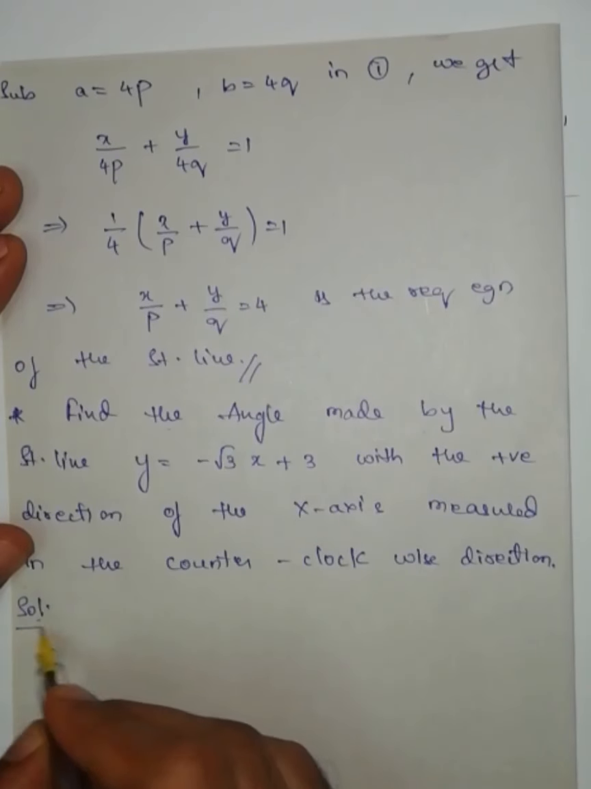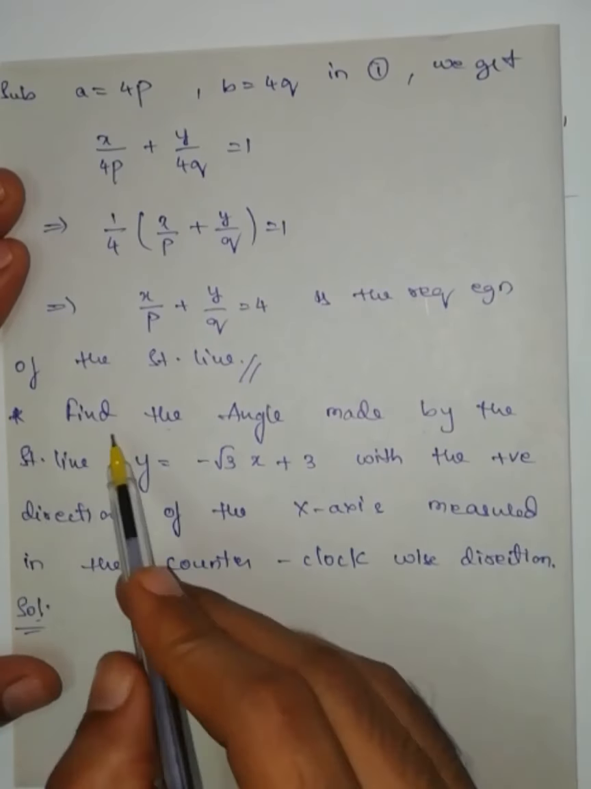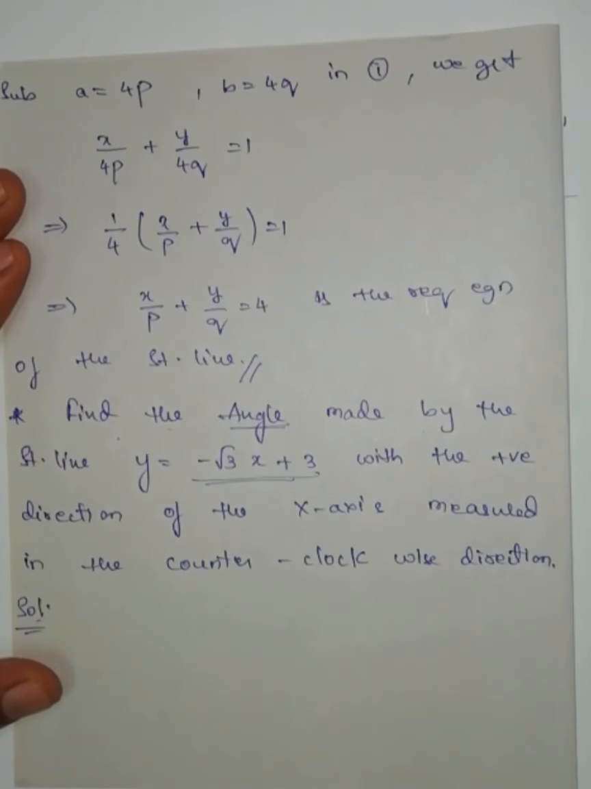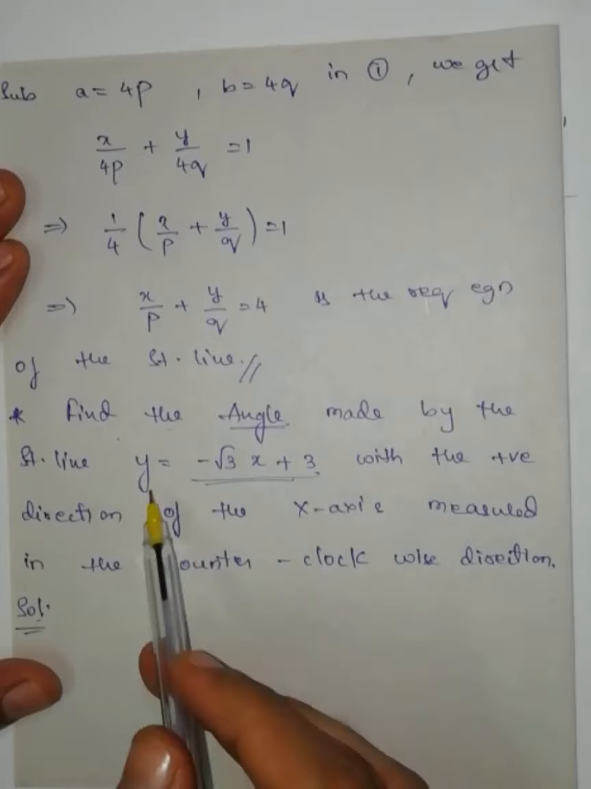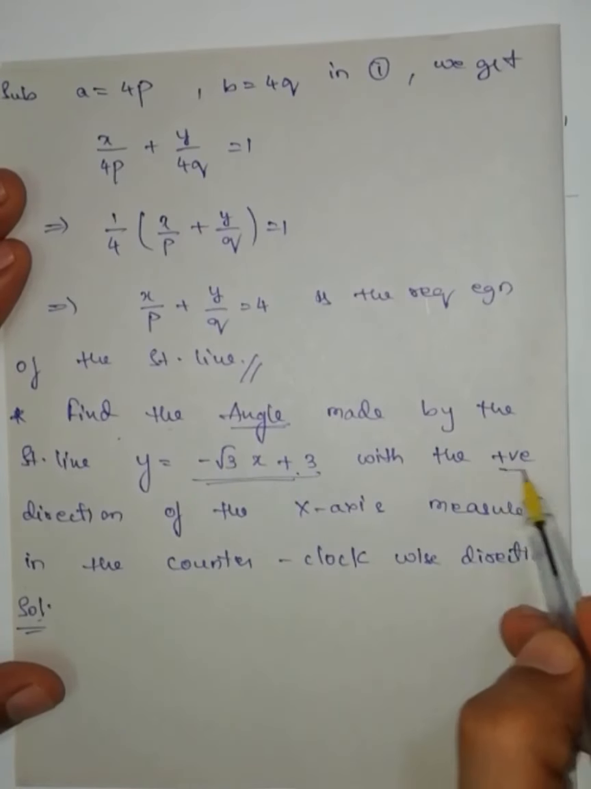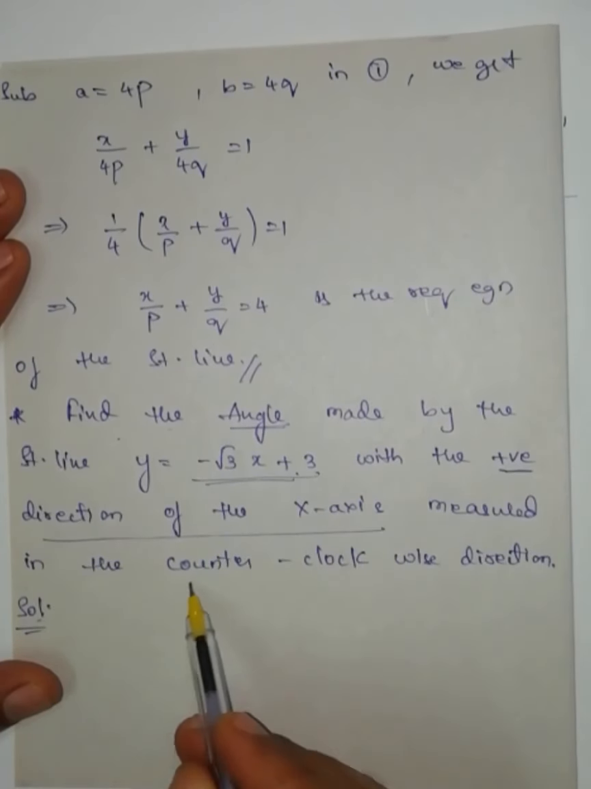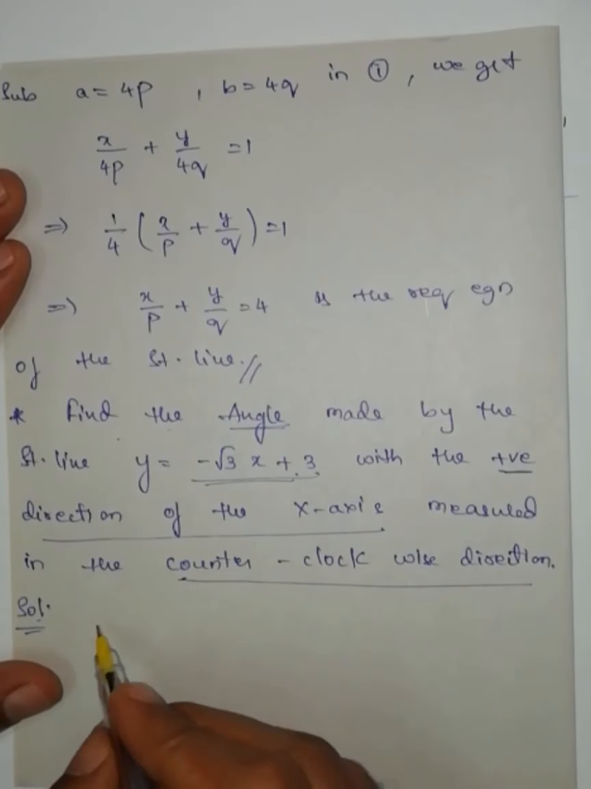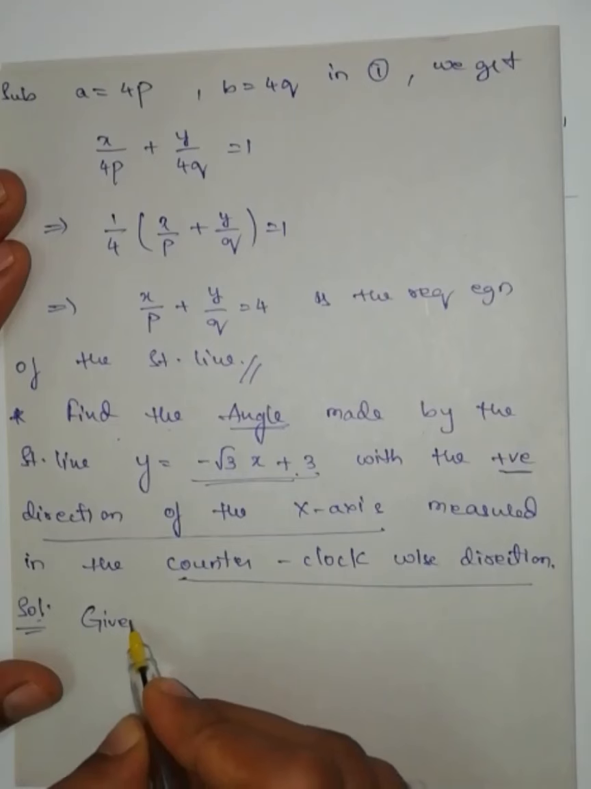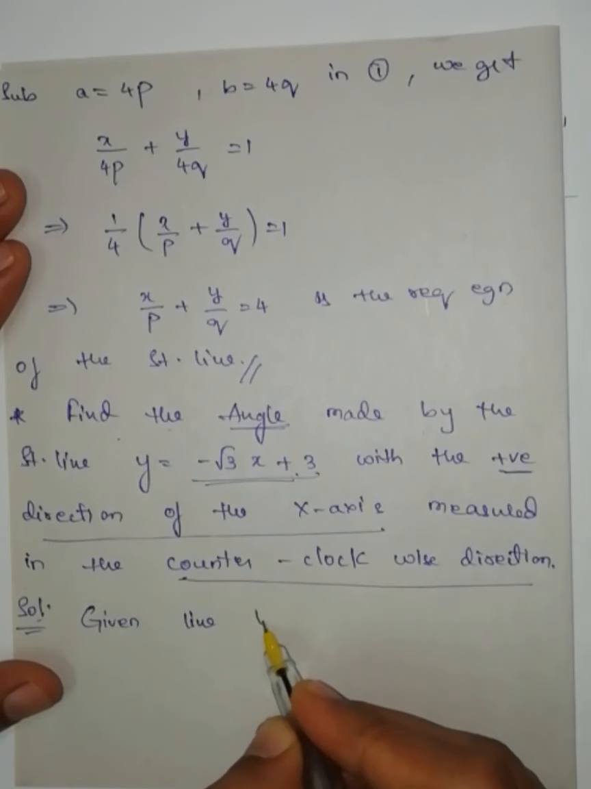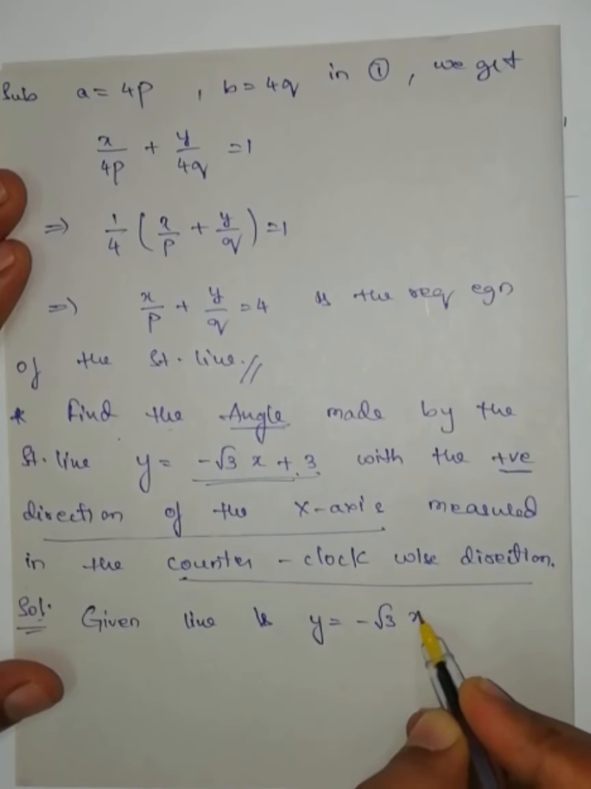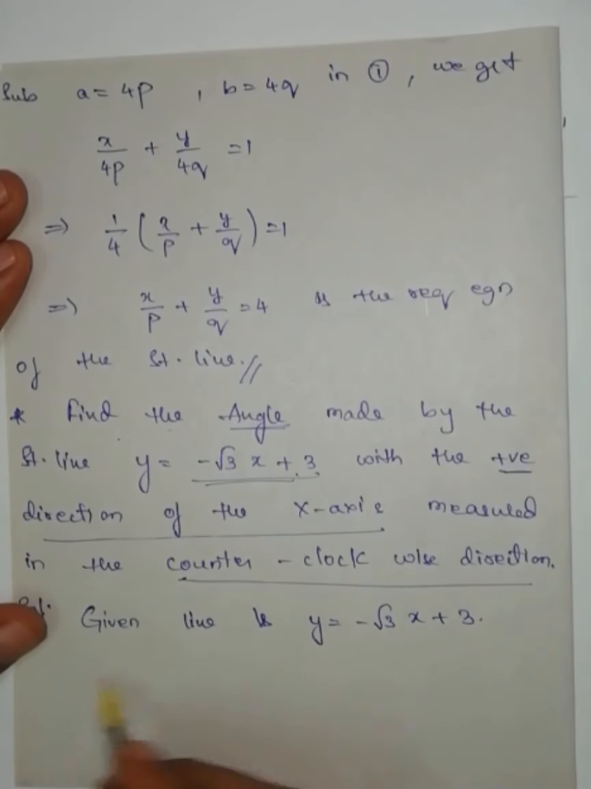Solution. We have to find the angle made by this straight line with the positive direction of the x-axis measured in the counterclockwise direction. So the given line is y is equal to minus root 3 x plus 3. Equation number 1.